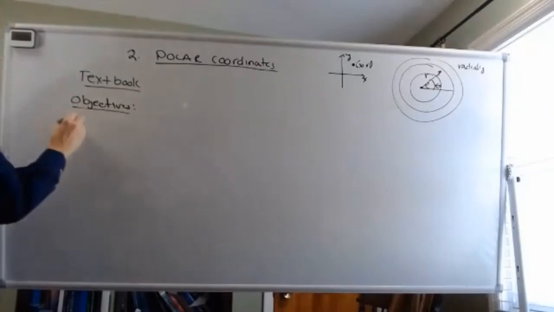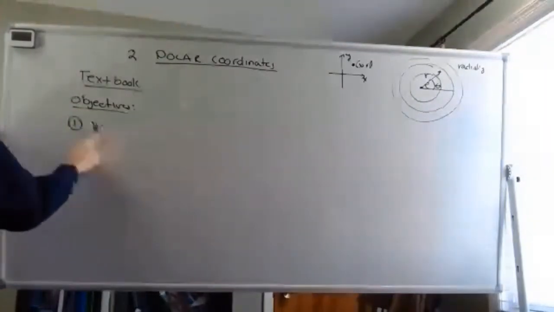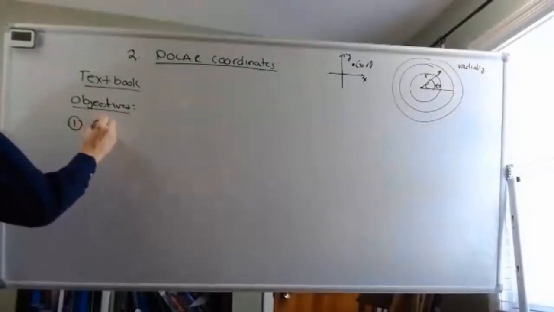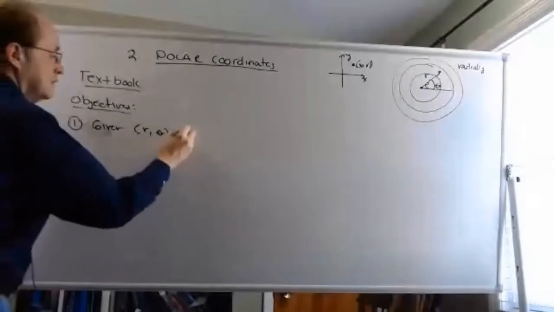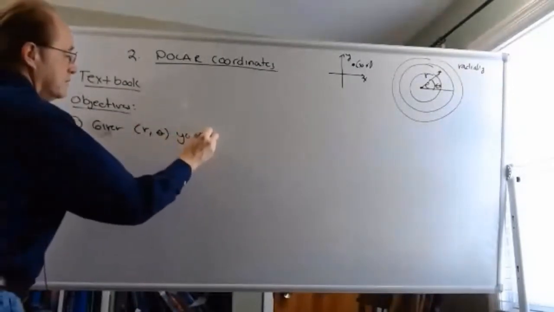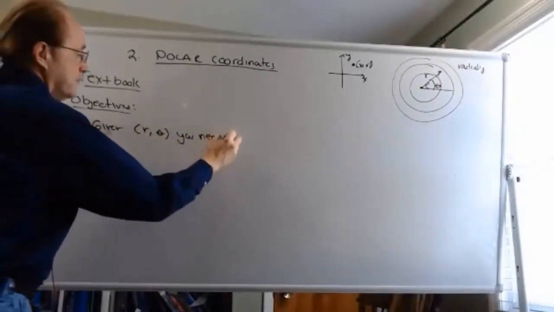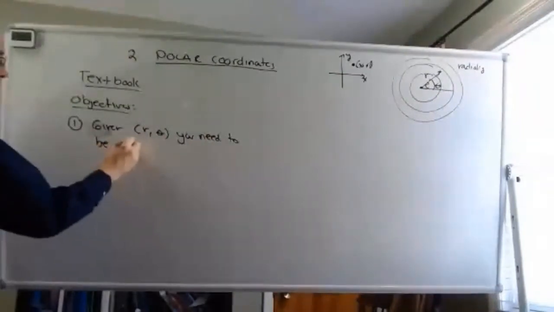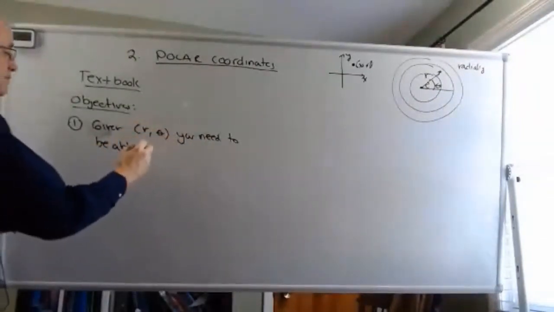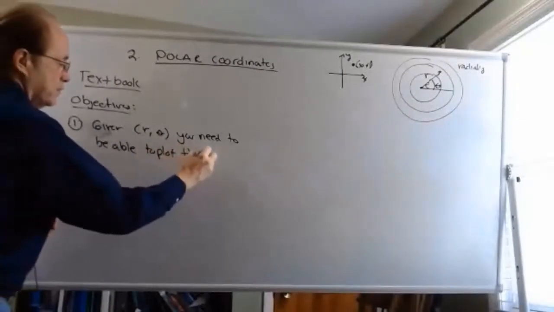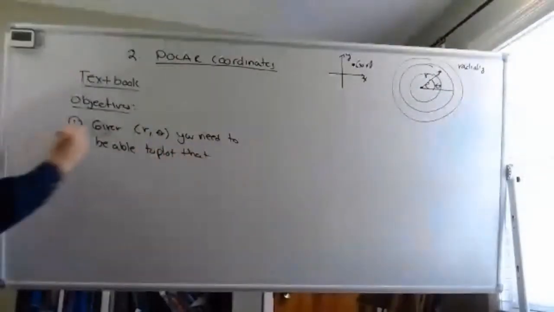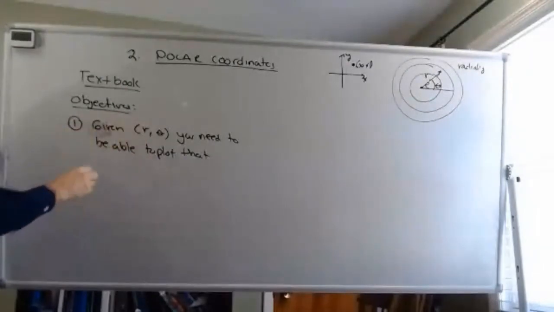One, given a polar form, given an r comma theta, you need to be able to plot that point in a polar graph, just as we've shown on a previous example. So given r and theta, plot it.